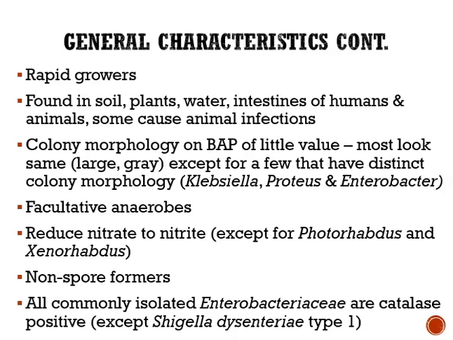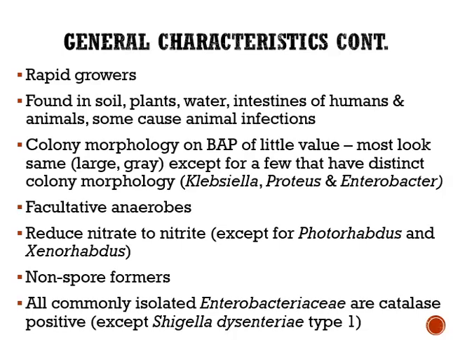Their colony morphology on your blood agar plate is of little value because most of the enterics look the same. They're going to be large, shiny, wet, gray colonies. Klebsiella, Proteus, and Enterobacter are three organisms that have more distinct colony morphology, and we'll talk about that when we get to those organisms. They are all facultative anaerobes, which means that they can live with or without oxygen, but they do grow better in aerobic conditions, though they're able to grow in anaerobic conditions also.